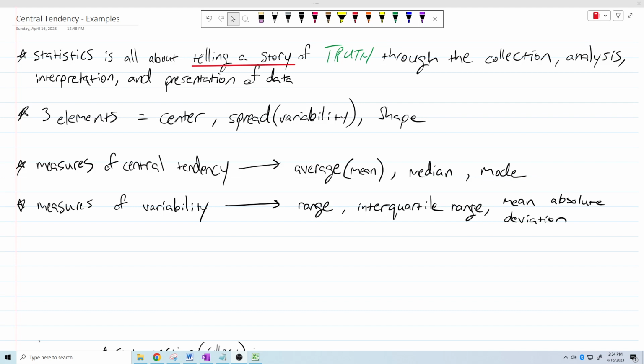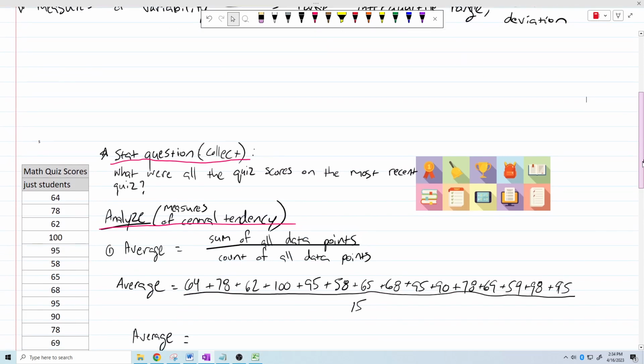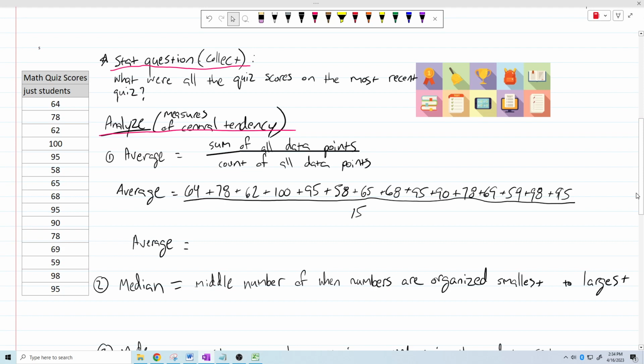Now, what I want to do in this video is run through a couple of examples on how to calculate measures of central tendency specifically, so that you can then begin to calculate these different measures given a set of data. So let's run through an example together, guys. This first example is something that we're all very familiar with: scores on a quiz, for example, a math quiz.